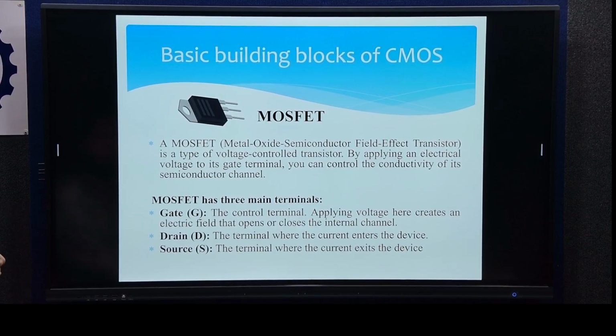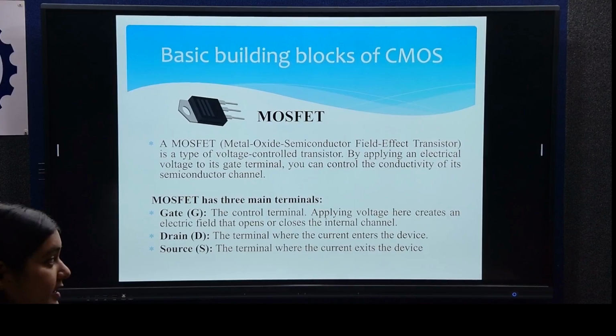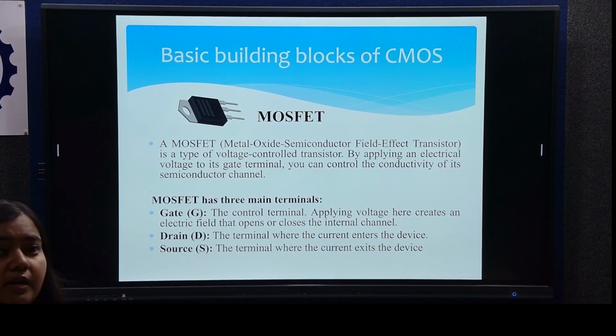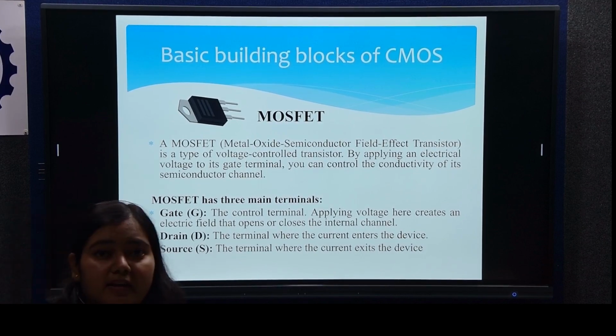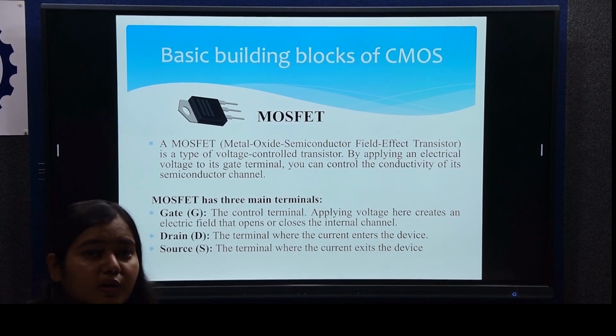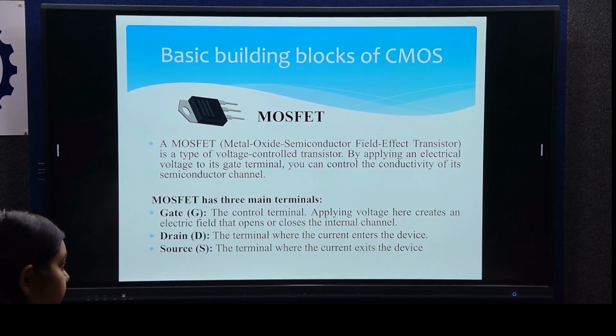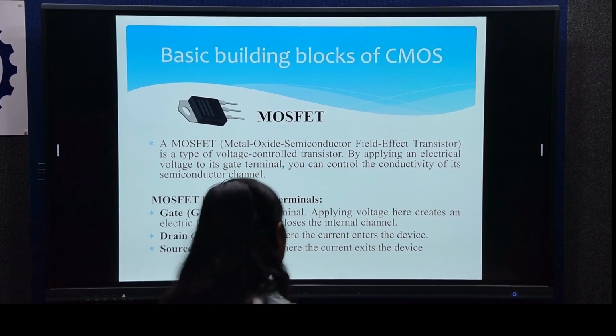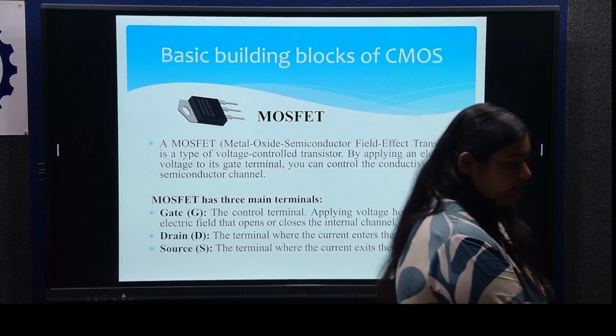What is a MOSFET? MOSFET is a metal oxide semiconductor field effect transistor. It is a type of voltage-controlled transistor. By applying an electrical voltage to its gate terminal, you can control the conductivity of its semiconductor channel. So MOSFET is a three-terminal device. The three terminals of a MOSFET are gate, drain and source. The gate is the control terminal.